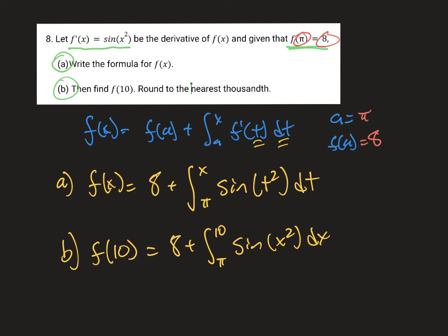So here's what my calculator said. I'm getting 7.811 to the nearest thousandth. Okay? So that is the y value for 10, 7.811. The y value for pi is 8, and the y value for 10 is 7.811. That's accumulation. There should be a song about that, but I don't know it, so I'm not singing it.